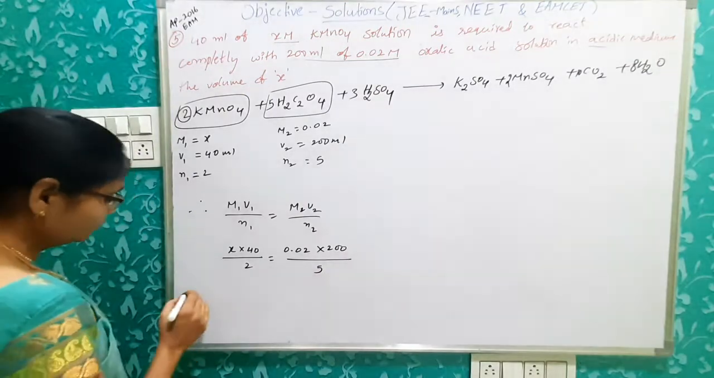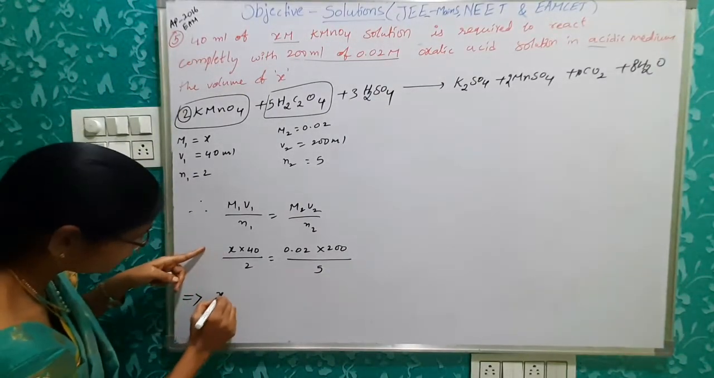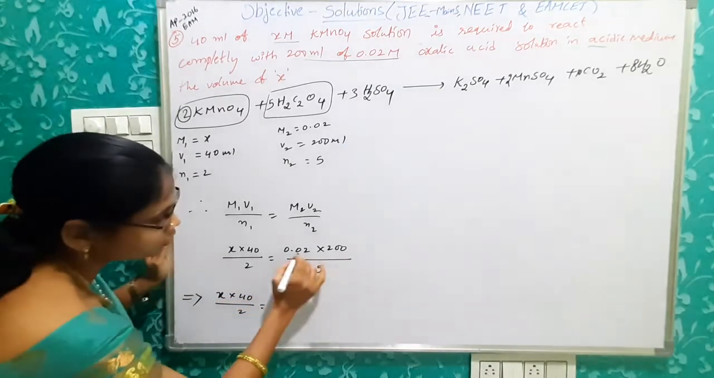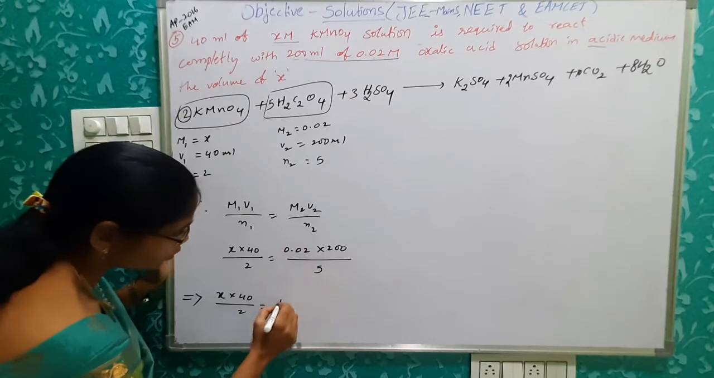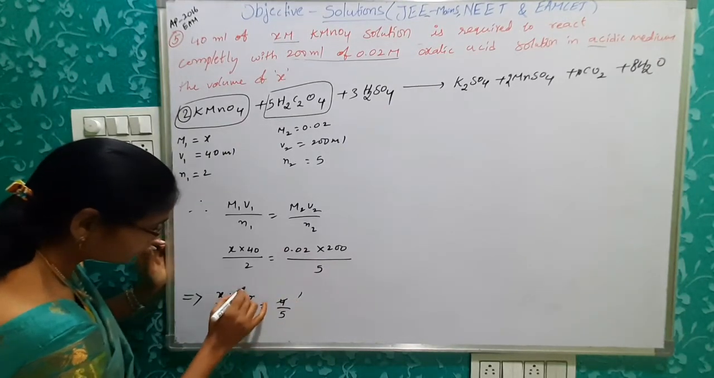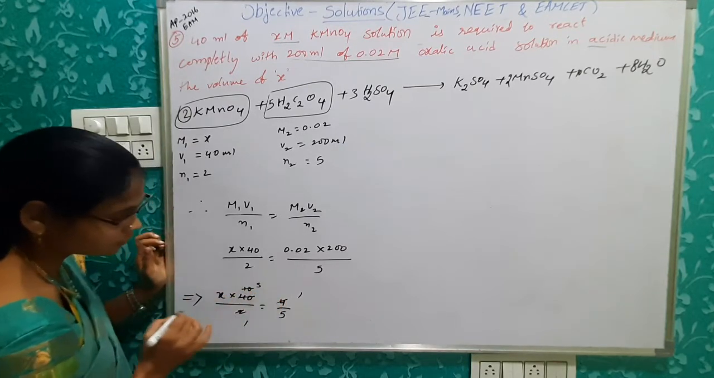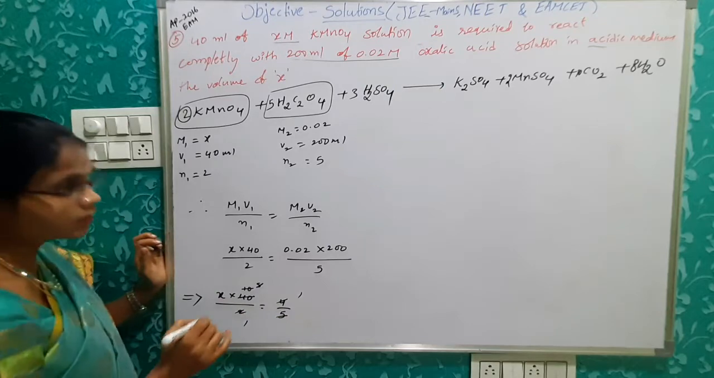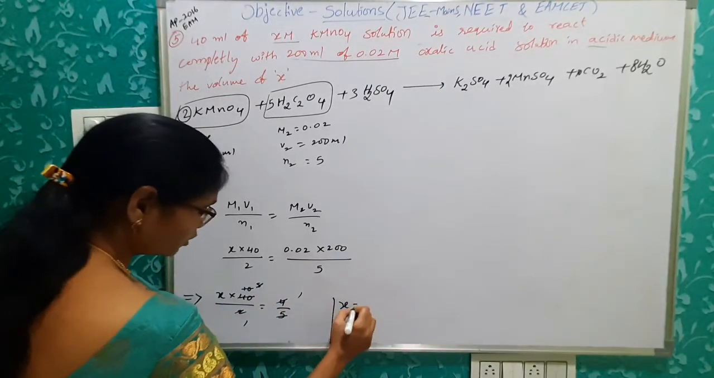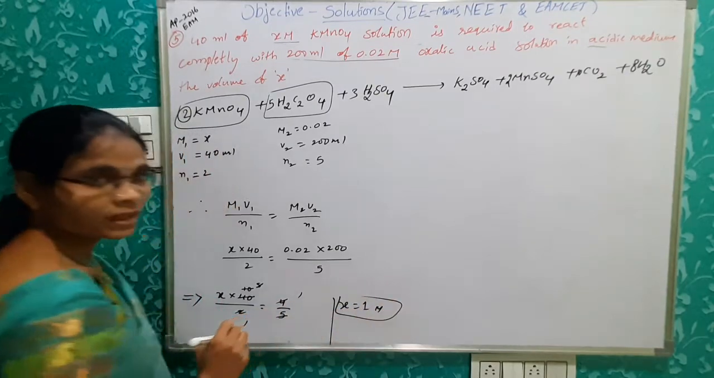Okay. So by simplifying this, simply here X into 40 by 2. Here 2 zeros means 2 2s are 4 by 5. Here 4 1s are 4, 10s are, 1s are, 5s are, 5 5s are. Clear? So then how much? Then X is nothing but what? Only 1. 1 M. Clear?